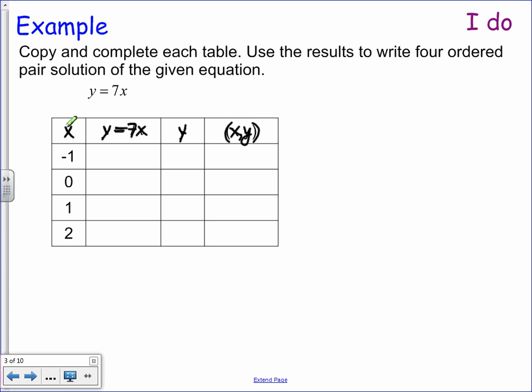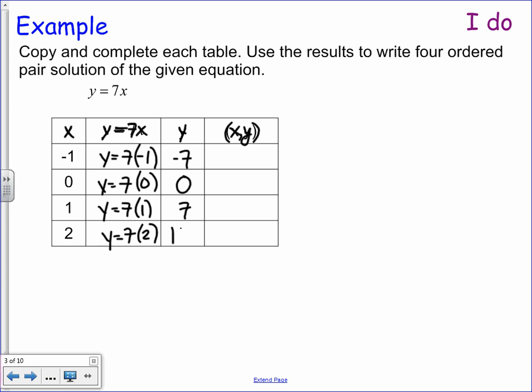So the x values, we're just going to choose -1, 0, 1, and 2. And we're going to plug in y equals 7 times every one, -1. And then here we're going to plug in 0 for x. And here we're going to plug in 1 for x. And here we're going to plug in 2 for x. So then, to get our y column, we're going to just solve all those. So y equals 7 times -1 is -7. 7 times 0 is 0. 7 times 1 is 7. And 7 times 2 is 14.